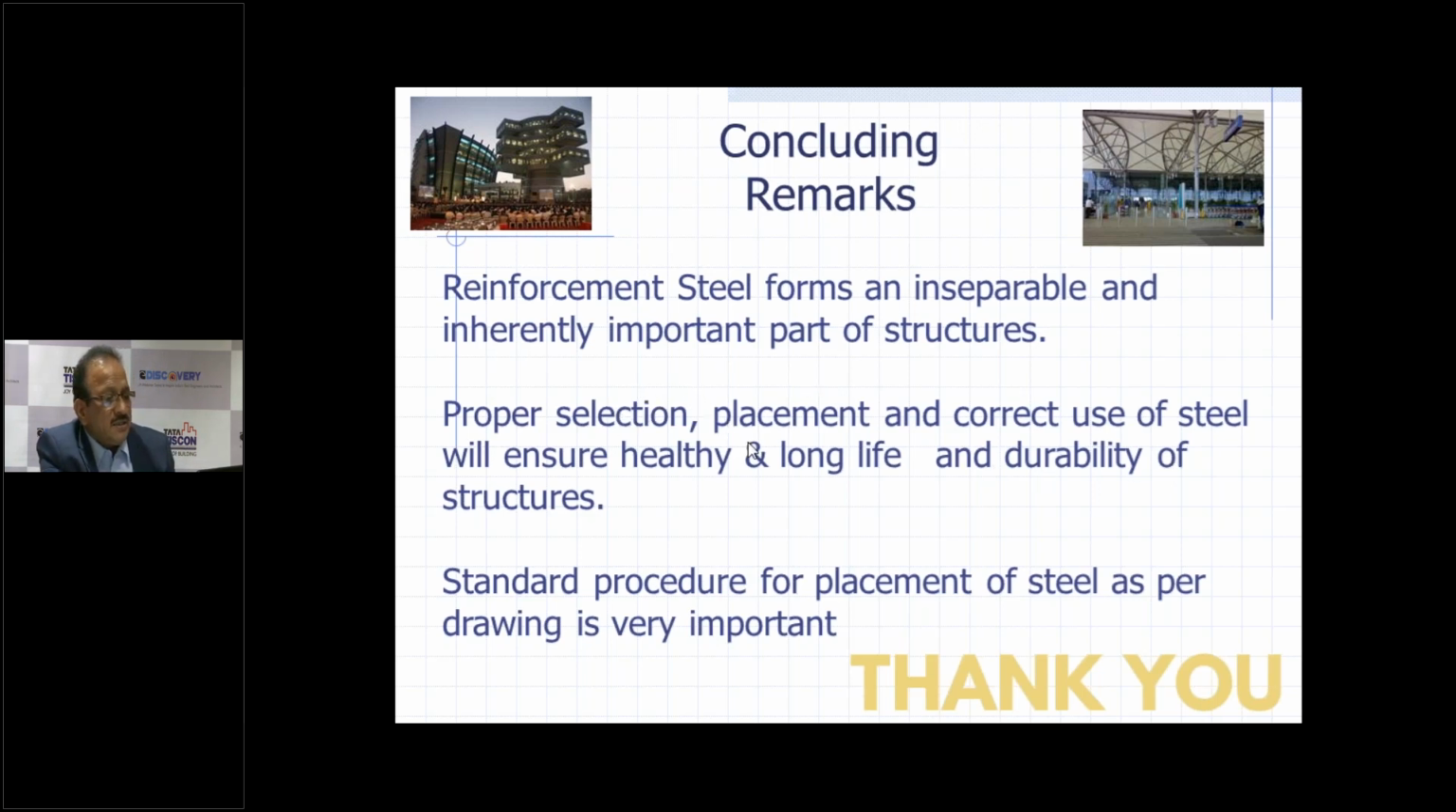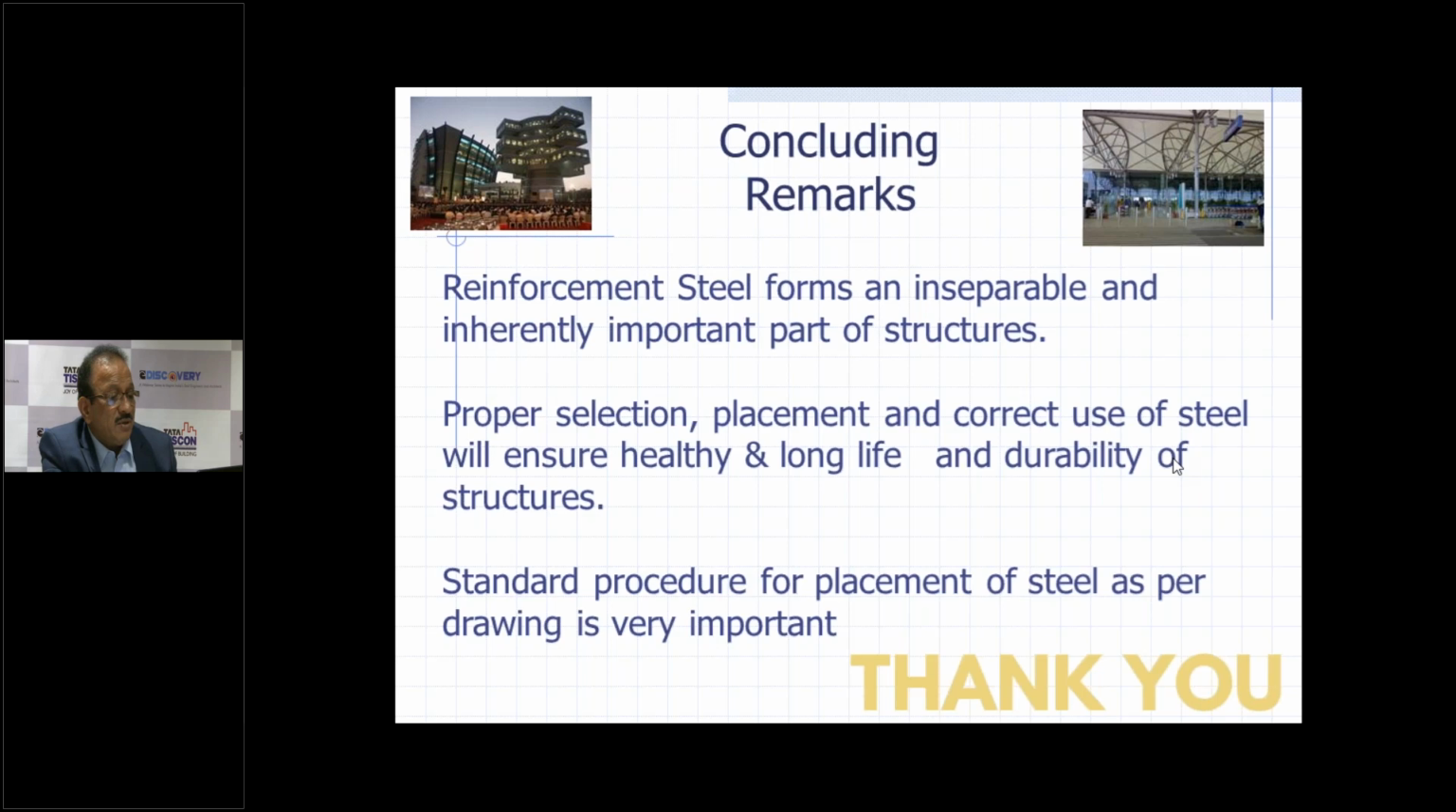Then Tejas Hotele asks where we should provide lapping of steel in columns and beams. The lap should come preferably at zero bending moment. The place where there is zero bending moment, you can provide the laps.